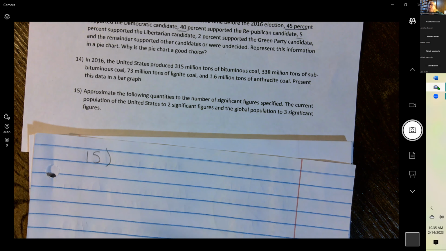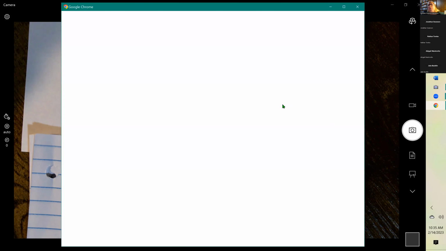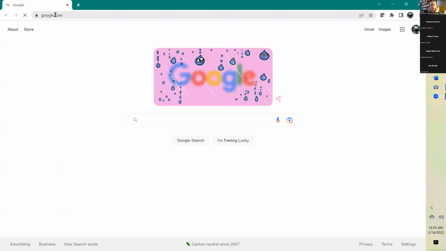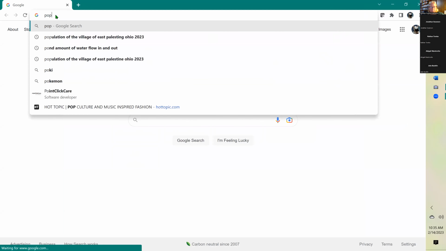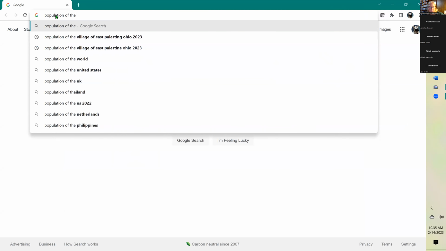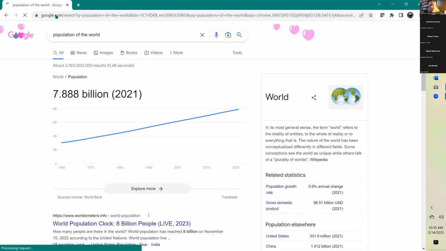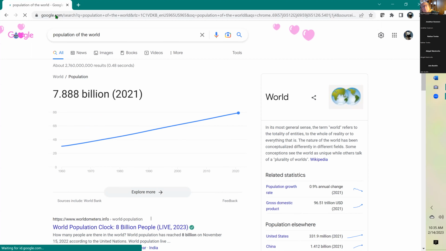So if we looked up the population, I mean, we already have an estimate for it, but I was just having you practice significant figures. I just want to get a bigger decimal. Thousand, million, billion. This is the world. And then the US.